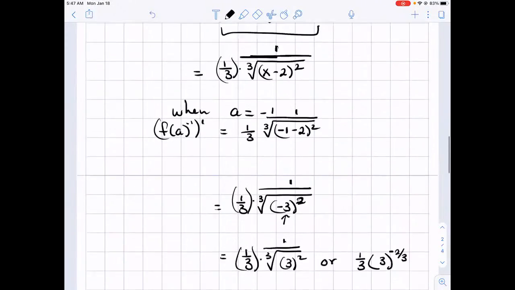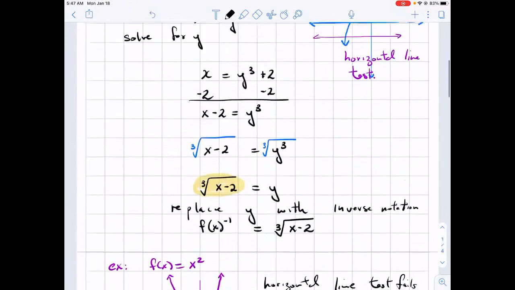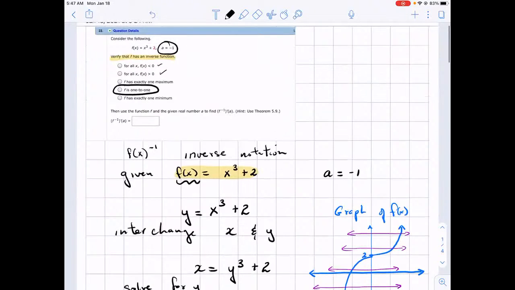Now they did say in your hint to look at a theorem in your textbook, so you may have to refer to what theorem they're referring to here in the textbook.